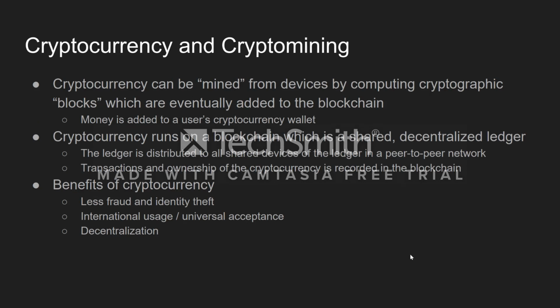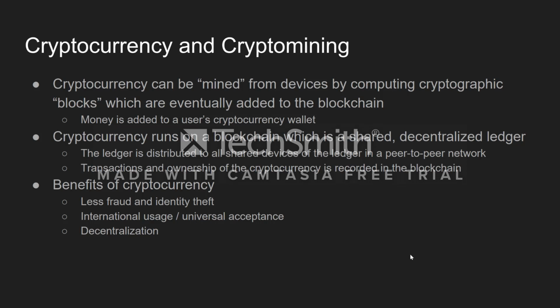So cryptocurrency is essentially an electronic form of currency that can be mined with processors and GPUs computing cryptographic blocks. And I'm not going to go into too much detail on how that is done because there's a lot more math and a lot more information there than I want to go into. So that's a little bit out of the scope of this lab. But essentially, devices mine this cryptocurrency and it is added to a user's wallet.